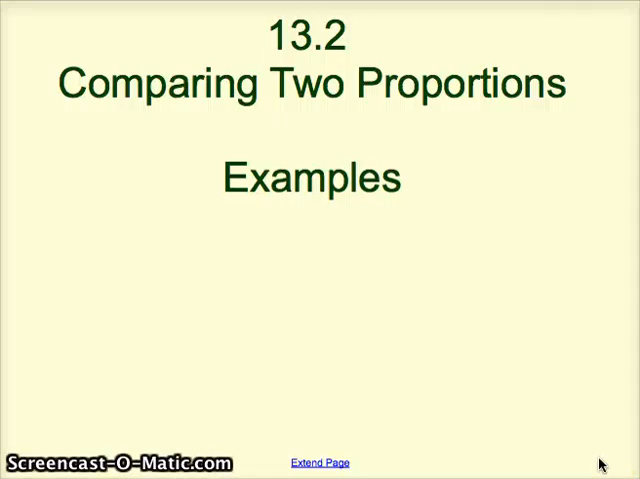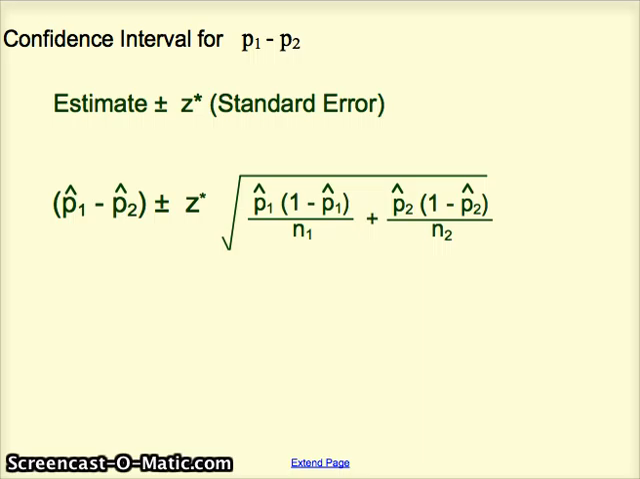This video contains two examples around inference for two proportions. The first one is a confidence interval example. The second is a significance test example. You should watch both and pay attention to some of the differences in the calculations and how we treat assumptions in both, because there are differences that are important.